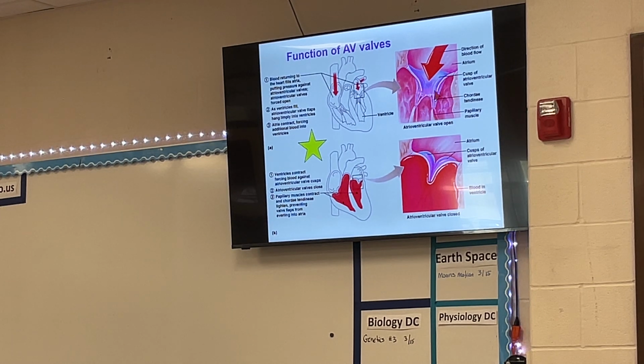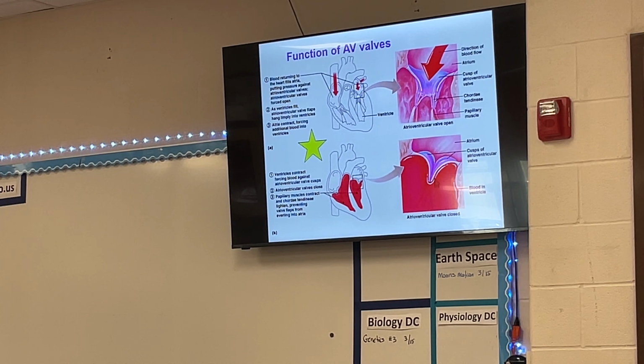Atrial ventricular. Yeah, so this is an atrial ventricular valve. We can tell because it has the chordae tendineae attached to it. This one would be a what? Semilunar. Yeah, this would be a semilunar because it doesn't have the chordae tendineae. The chordae tendineae are only found on the atrial ventricular valves. Also, you can see the picture here, which kind of gives it away as well. So the chordae tendineae are the giveaway, really. They are only found on the atrial ventricular valves.